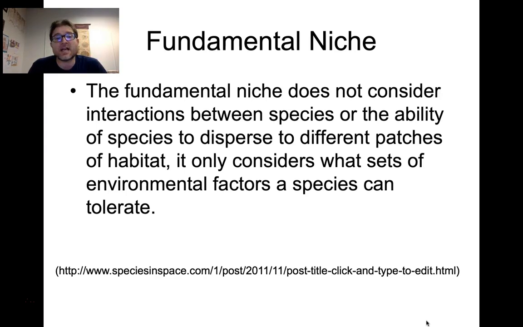The fundamental niche does not consider interactions between species or the ability of species to disperse to different patches of habitat. It only considers what sets of environmental factors a species can tolerate. So that's why the fundamental niche doesn't show you where the species will be found. It doesn't consider frogs that might be eating the ants in colder temperatures. The fundamental niche doesn't consider the island habitats that are too far away. The fundamental niche only looks at the habitat and says, yeah, this looks like great habitat. The ants would love it here.